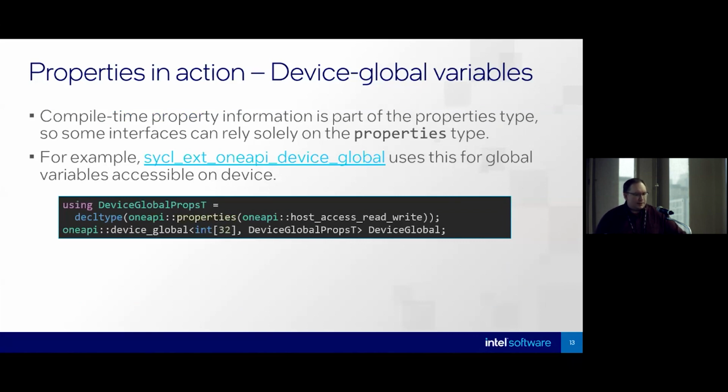Okay. Yet another example of this is our extension for adding device scope global variables to SYCL. So in this case, we want to associate a property with a device global that says the host also needs to be able to read and write this.